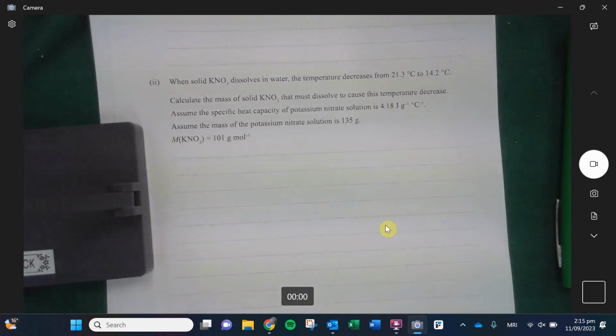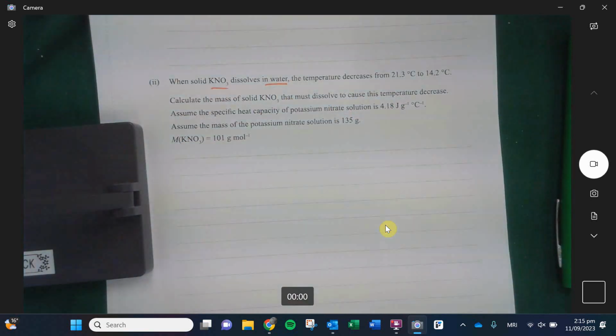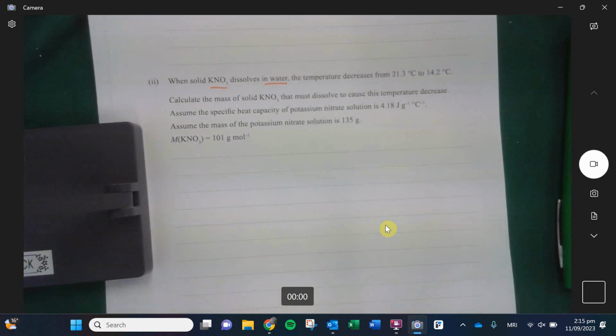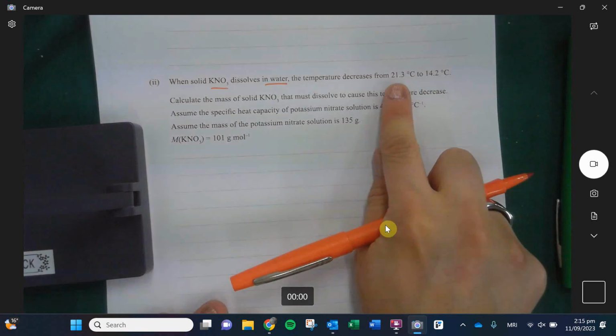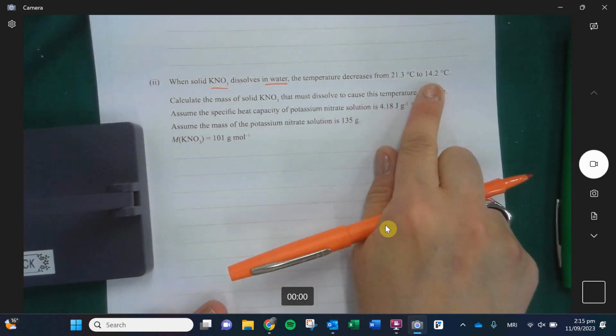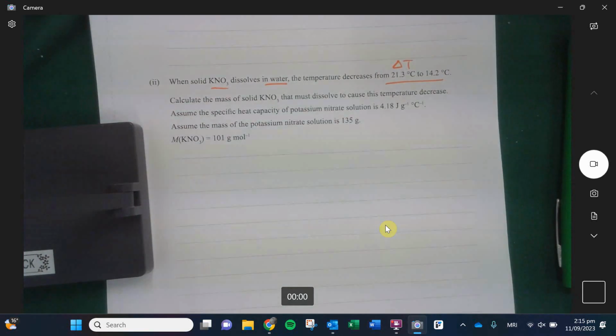The third one, which comes up more frequently, like the burning fuel one, is the dissolving of an ionic solid into a solution to then figure out the enthalpy change. So first off, we are dissolving something in water, and we're looking at potassium nitrate. In this case, the temperature is decreasing. This is our first time seeing one that actually decreases. Everything else we've seen so far has increased. We see it go from 21.3 to 14.2. So that is our delta T, our change in temperature.